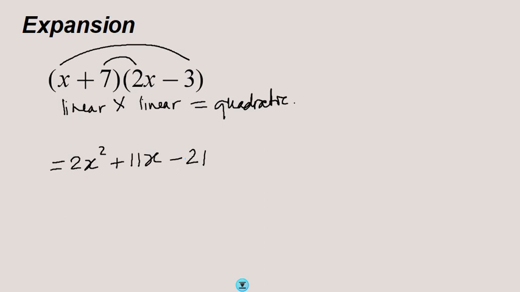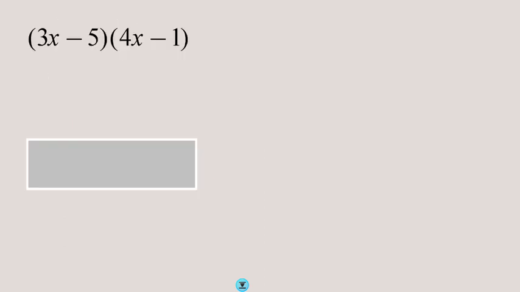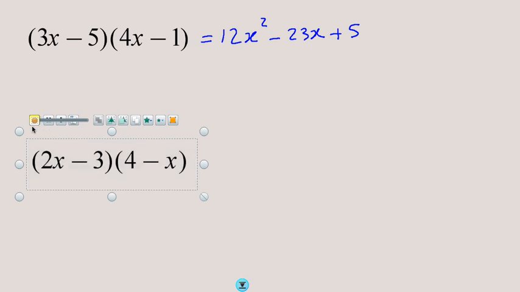Let's try something else. Let's try this, for example, using the shortcut. I know that I'm going to get an x squared term, so 3x times 4x is 12x squared. The x term is the result of adding minus 20x to minus 3x, so it's minus 23x, and the constant term is going to be the product of those two, which is obviously plus 5. We can also do this.